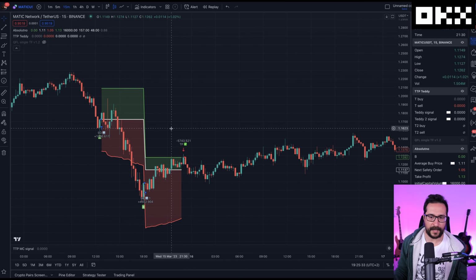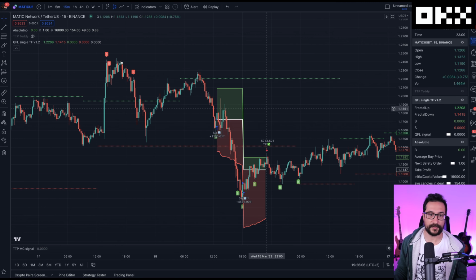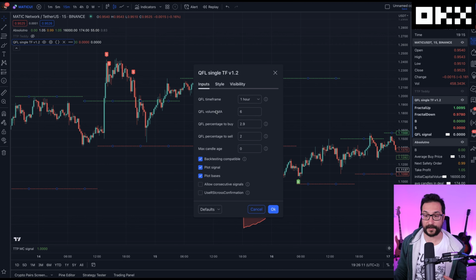In this case, I have connected Absolutno with Teddy, but what if I wanted to connect it with QFL? I have a free version of QFL, which is called QFL Single TF version 1.2. This is the way it looks in the chart once you select the 1 hour. The 1 hour is equivalent to using QFL Original, which is the most aggressive one, and I have it set up here with 2.9 to buy and with 2 to sell.